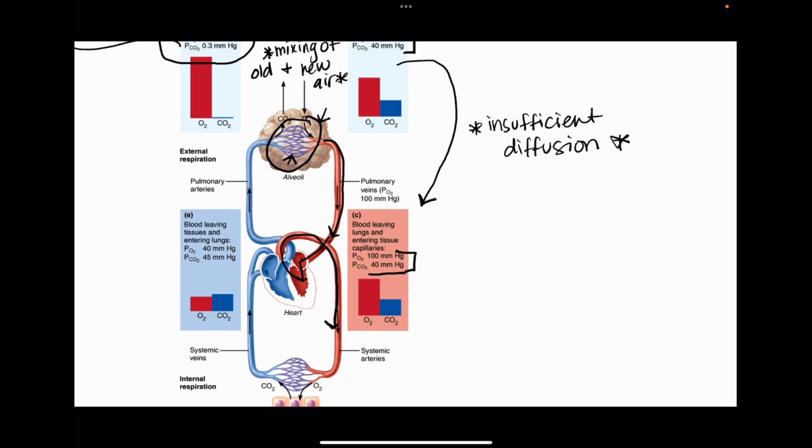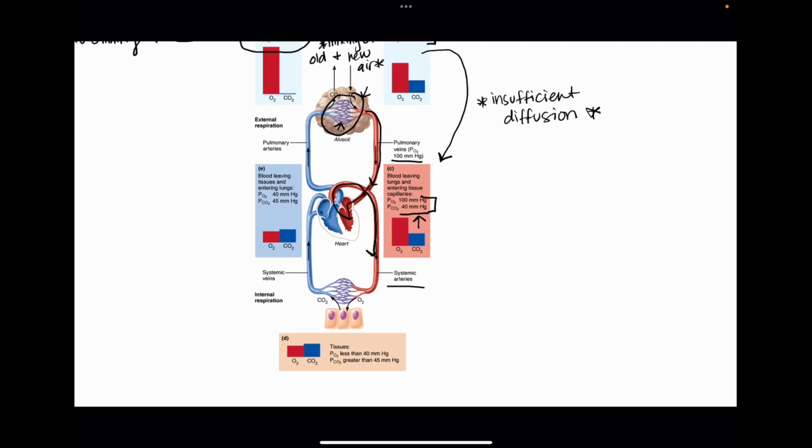And so both in the pulmonary veins and in the systemic arteries, these partial pressures are going to be the same. So anytime we see oxygenated blood, it's going to have a PO2 of 100 and a PCO2 of 40. That is for all oxygenated blood of an average, normal, healthy person. Their oxygenated blood should have a PO2 of 100 and a PCO2 of 40.